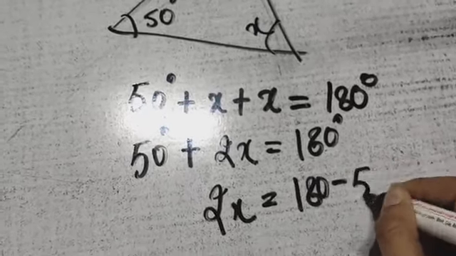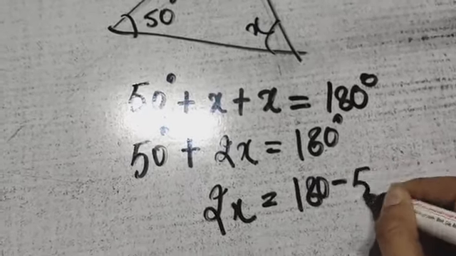That will be 130 degrees. So 2x equals 130. Now this 2 will go to the division: 130 degrees divided by 2. So x will be equal to 65 degrees. So both the angles will be 65 degrees.